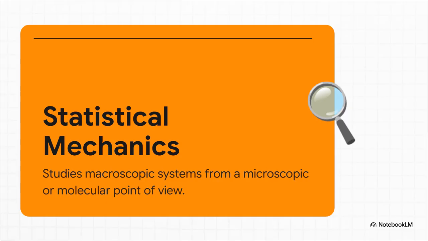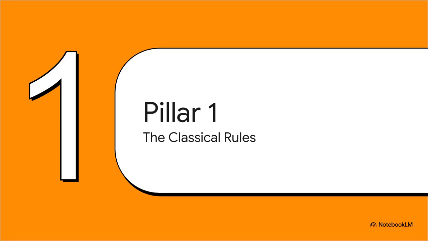And this is our solution. Statistical mechanics is the brilliant idea that lets us understand the whole crowd without needing to know what every single individual particle is doing. It uses the power of statistics, of averages and probabilities, to predict the group's behavior. It's the tool that builds that bridge from the microscopic molecular world up to the world that we can actually see and feel. So to build this bridge, we're going to need three big, sturdy pillars.